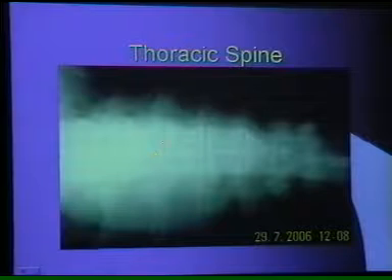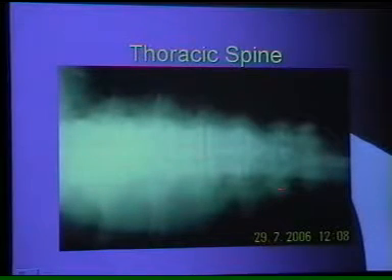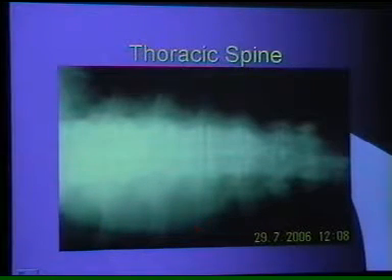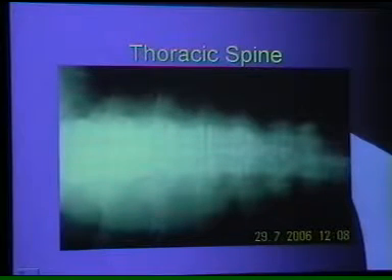If there's any reduction in the disc space, then the costovertebral junction. These are the ribs coming on to join the vertebra on either side. And lastly are the soft tissue shadows around it. Are the soft tissue shadows normal? This is a hard shadow, so are the soft tissue shadows normal around it?